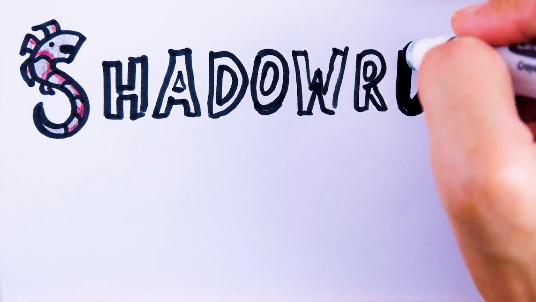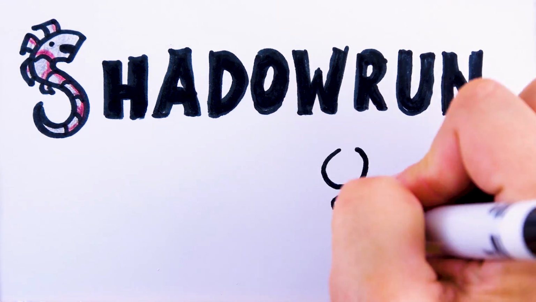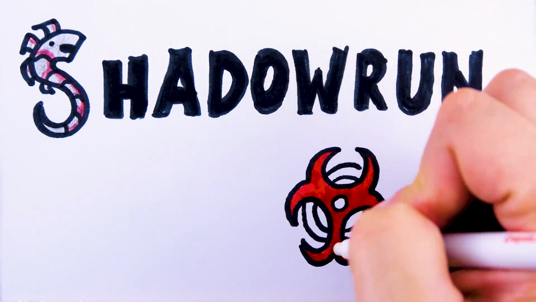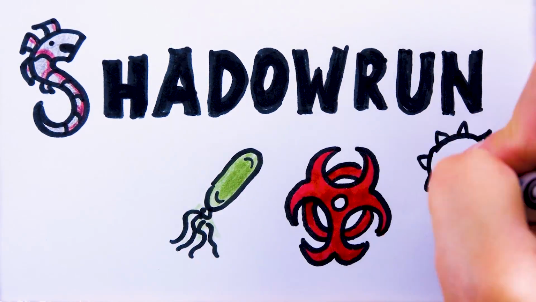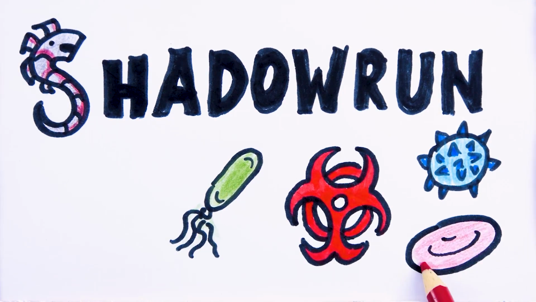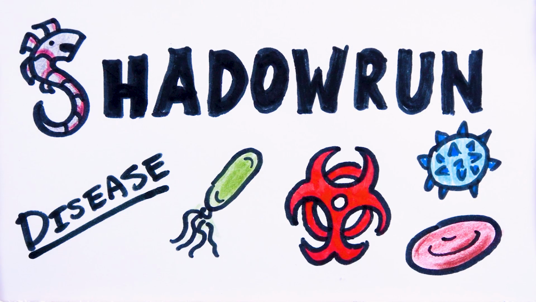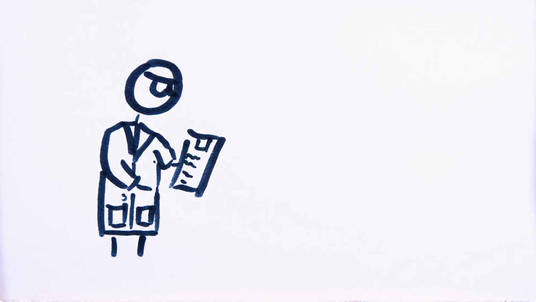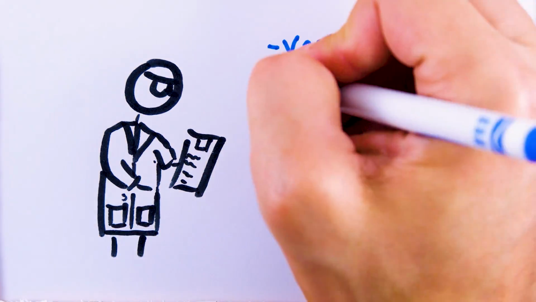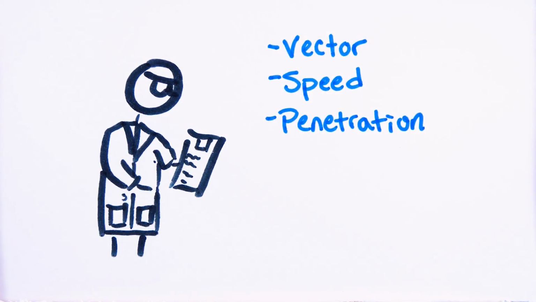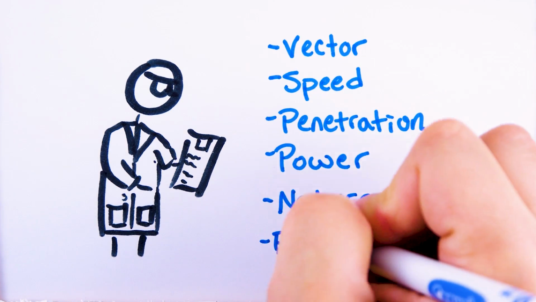In Shadowrun 5th edition, plague spirits, harpies, and bandersnatches hide in dark corners, putting you at risk of getting an infectious disease. If you want to avoid catching the new wave of awakened demon flu, you'll want to know the rules for diseases. All diseases have the 6 attributes of vector, speed, penetration, power, nature, and effect.